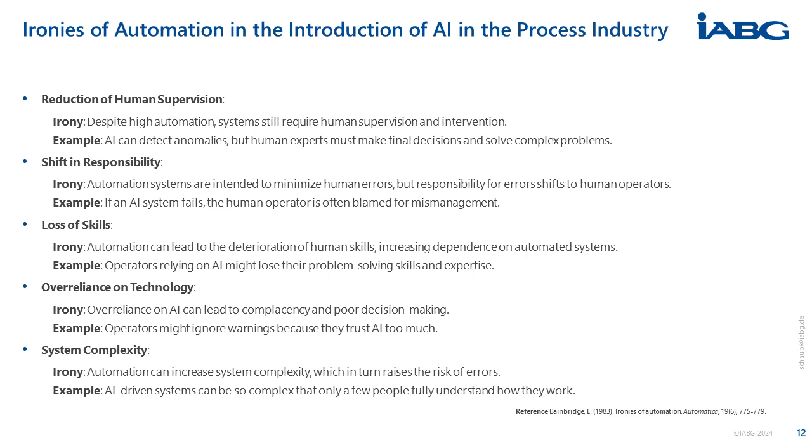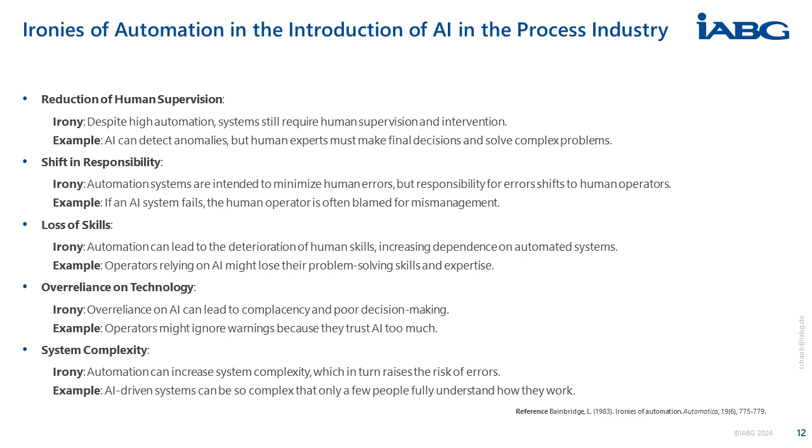When operators place too much trust in AI systems, they might ignore critical warnings or fail to double-check AI recommendations. This overconfidence can result in significant errors, as the operators might not question the AI's decisions, assuming them to be infallible. System complexity. Finally, the irony of system complexity comes into play.